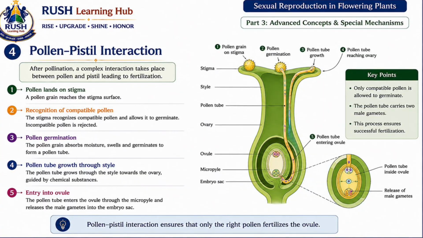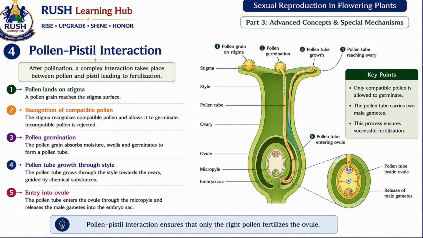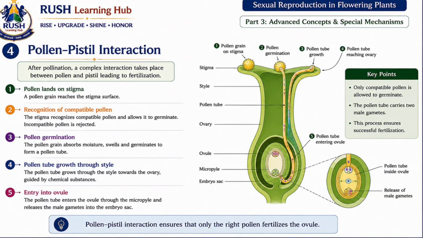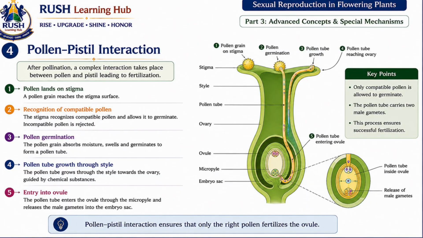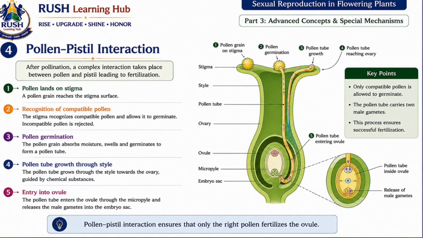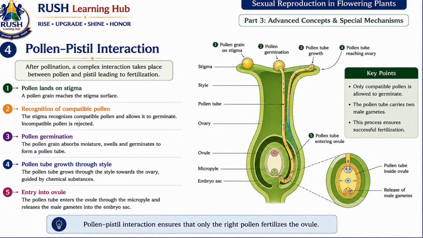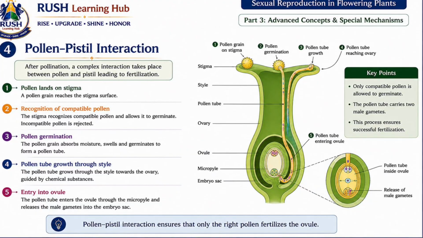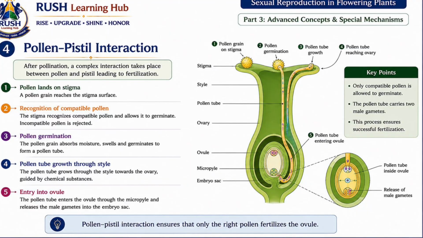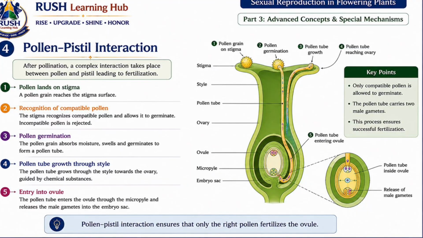Let us understand the steps involved. Step 1. Pollen grain lands on the stigma. The process begins when a pollen grain is transferred from the anther and reaches the stigma of a flower. The stigma acts as the receptive surface for pollen grains. However, not every pollen grain that lands on the stigma will be accepted.